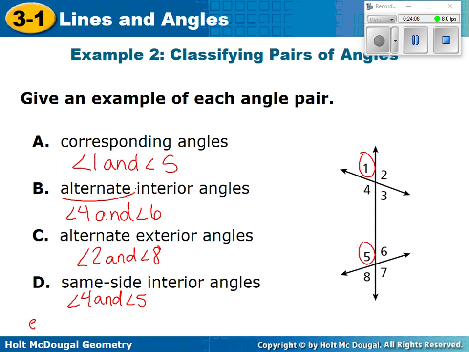And then I want you to add E. Same side exterior. Don't abbreviate on your homework, but I am right here on the notes. Same side exterior. So Jocelyn, can you give me same side exterior? 2 and 7.